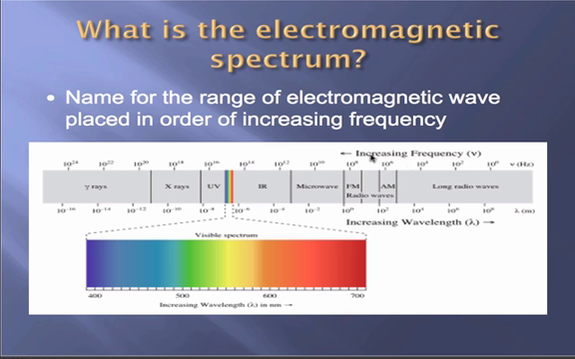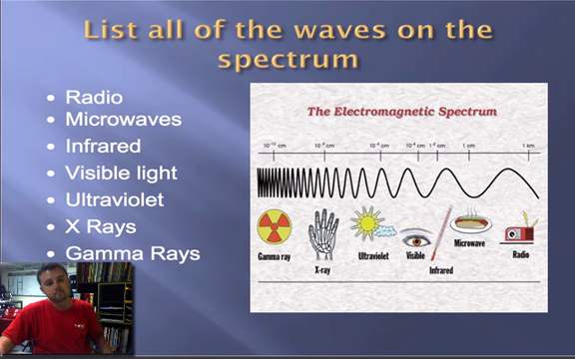So as the frequency increases, the wavelength decreases, okay? And as I go from this area over to here, I see that the wavelength increases from here to here. But at that time, the frequency goes from very high to very low, and we'll show you that as we go through here. So here are all the waves on the electromagnetic spectrum.